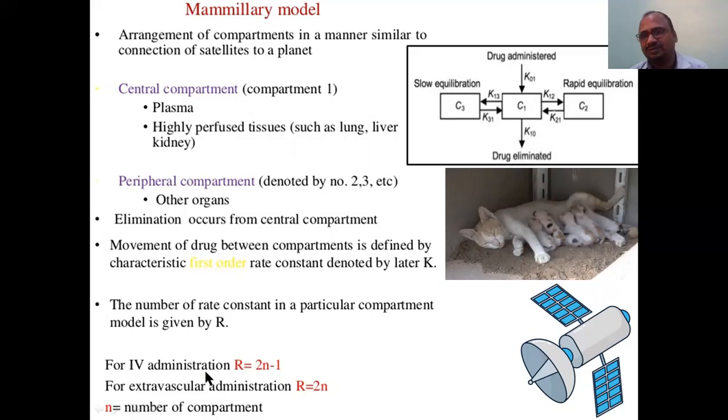This is for the IV route. Keep in your mind, the IV route doesn't have any absorption. Very, very important point. The drug is directly entered into the blood circulation.